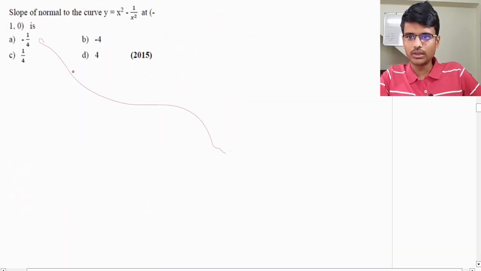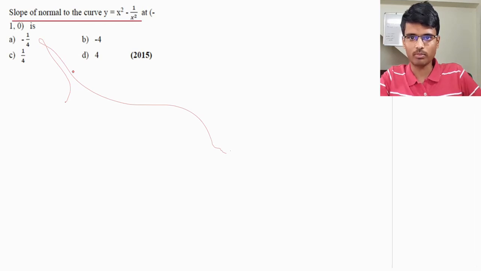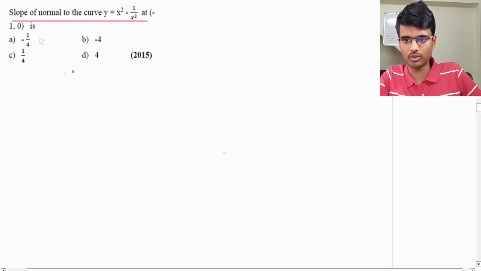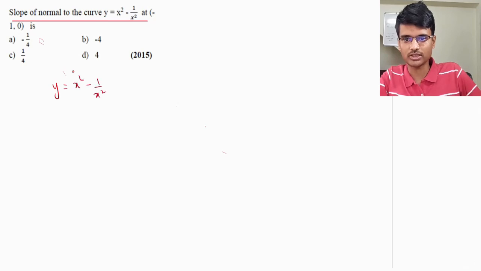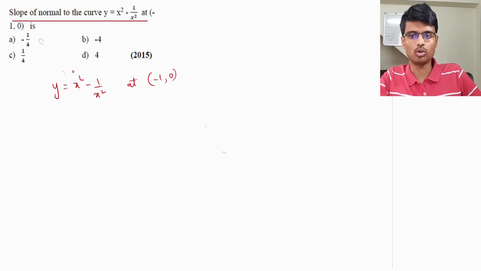Okay, the slope of the normal to the curve y equal to x square minus 1 by x square at minus 1 comma 0 is, okay. So let me write down whatever is given in the question. y equal to x square minus 1 by x square at minus 1 comma 0. So we need to find out the slope of the normal. So let's find out the slope of the tangent first.